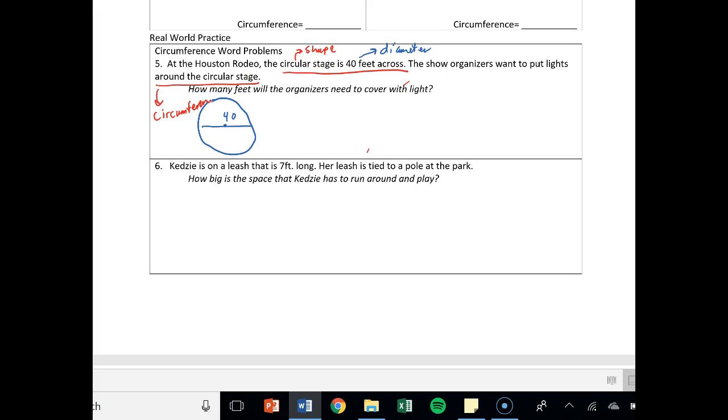And that means if you're doing something around it, you're doing the circumference, right? Just like if I were to put a fence around something, that would be the perimeter, right? So we're going to use C is equal to pi d. And we're going to plug in, right? So C is equal to 3.14 times our diameter, which was 40. And when I do that, I should get my answer of C is equal to 125.6 feet, right?